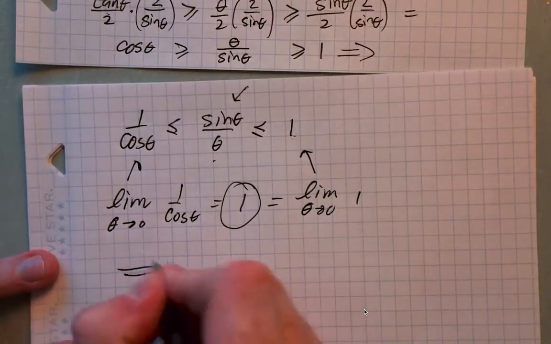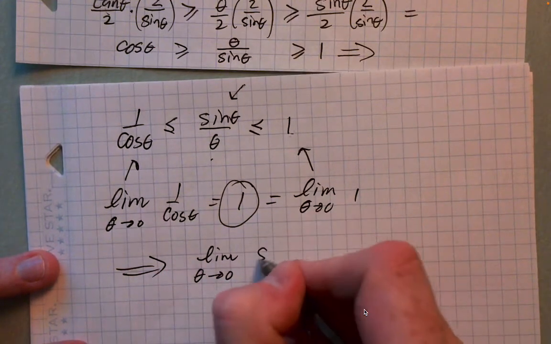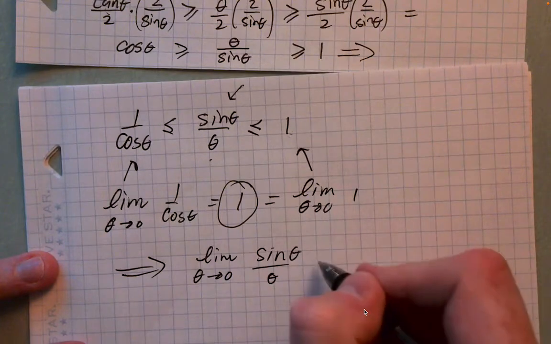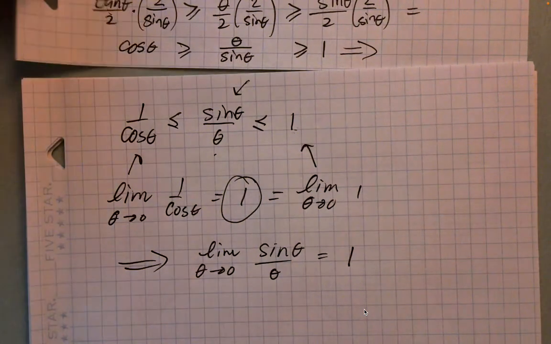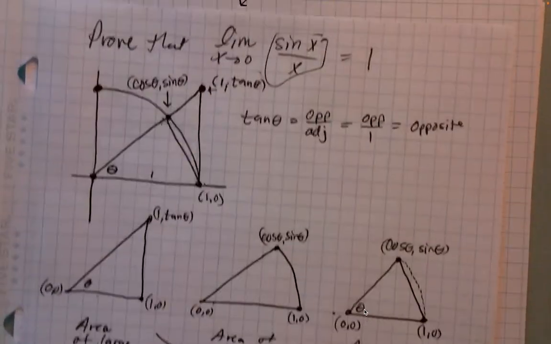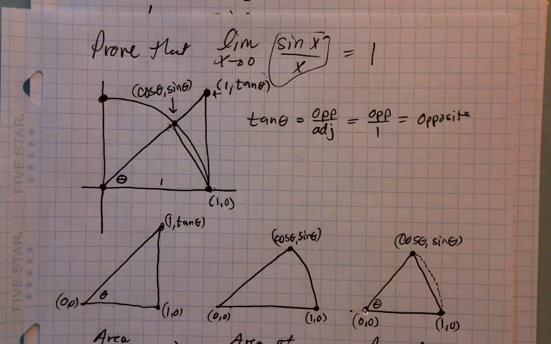That implies that the limit as theta goes to 0 of the sine of theta over theta is 1 as well, which is the result we were after. That's kind of what we were heading towards or hoping to show. Okay, so a nice theorem, a nice proof using the squeeze theorem.